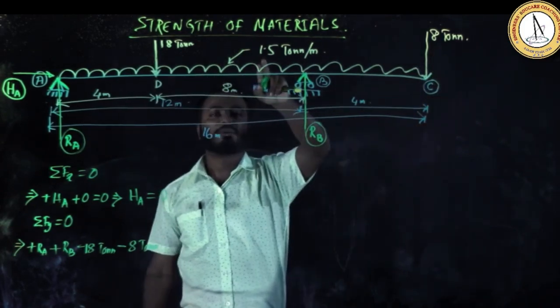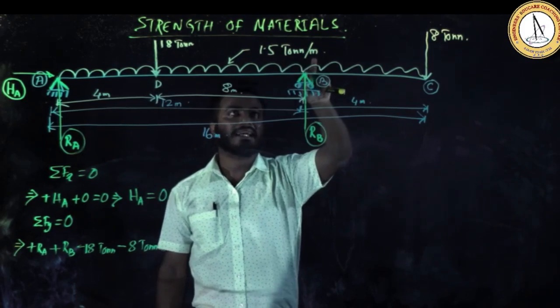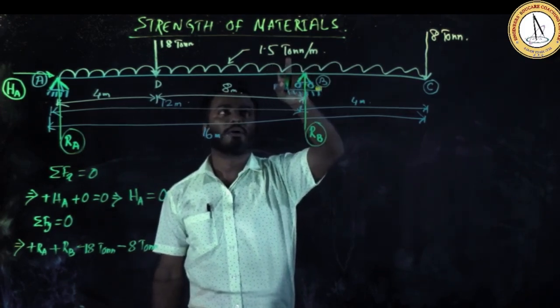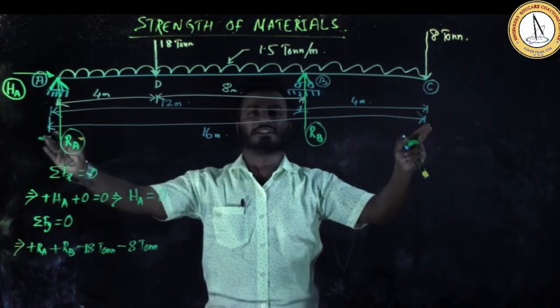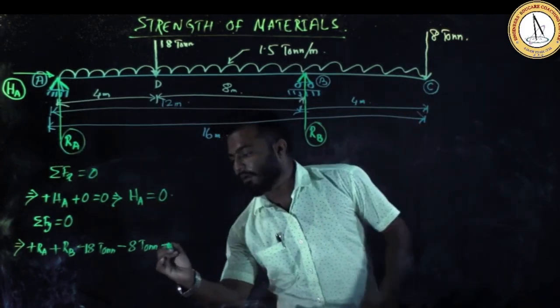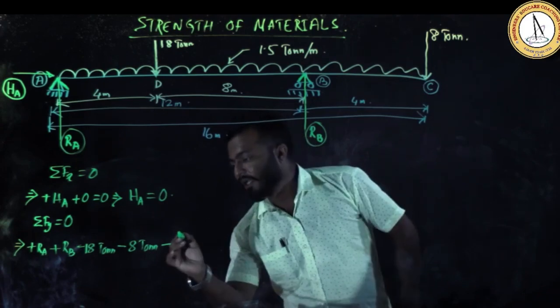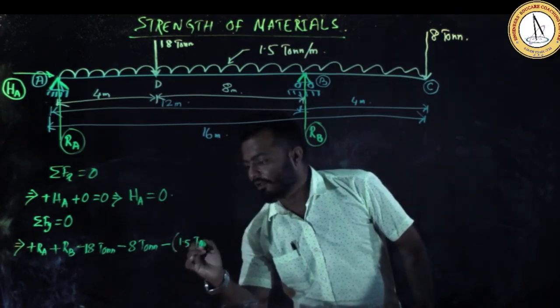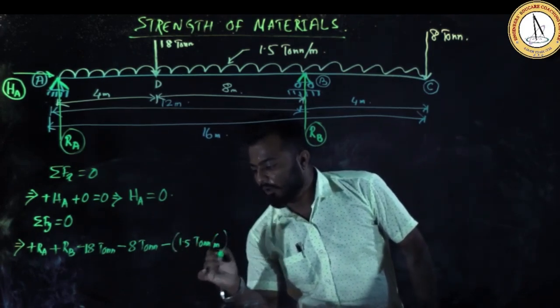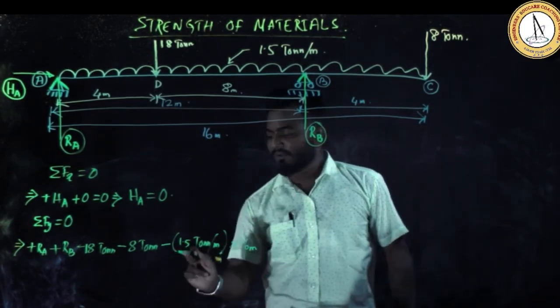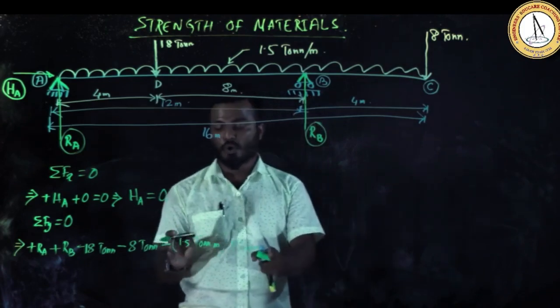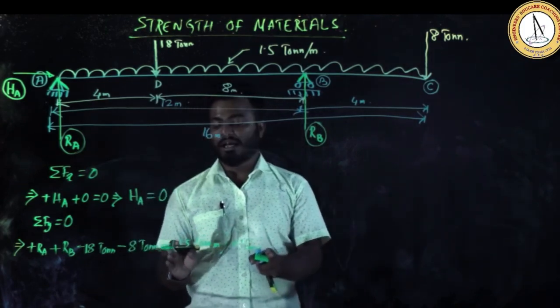Now what is the behavior of the load? In 1 meter it is saying that it has a magnitude of 1.5 ton. How much length it is distributing? It is distributing over the length of 16 meter. So what will be the total point load because of the UDL? It will be 1.5 ton per meter. How much meter it is distributing? 16 meter. So 1.5 into 16 is the total point load because of the UDL.